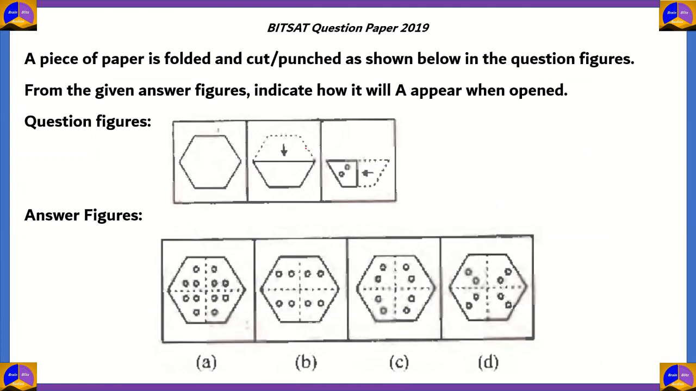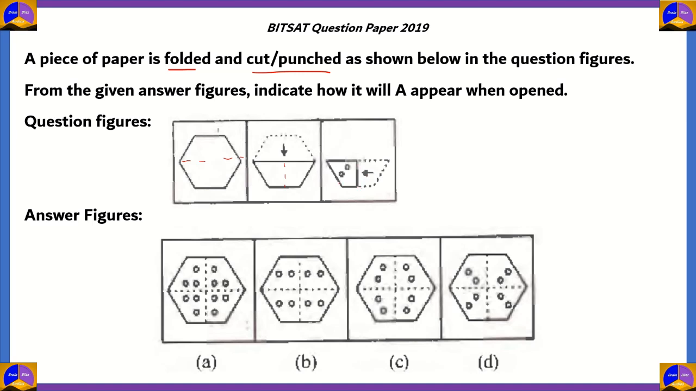Now, we have a question from paper folding and cutting. A piece of paper is folded and cut or punched as shown in the question figure. So this hexagon is folded along this edge, along the middle, and then the trapezium that is formed is again folded along the middle, vertically, along the vertical middle line, the crease.